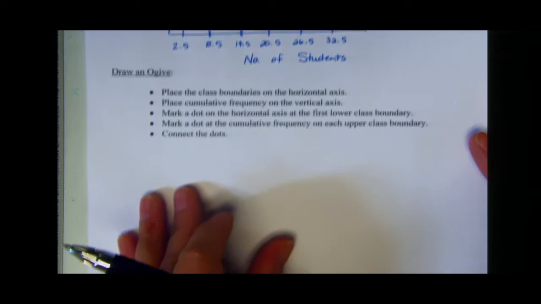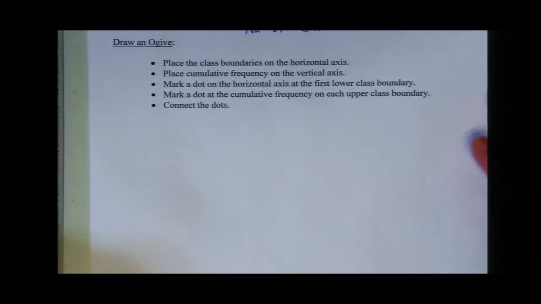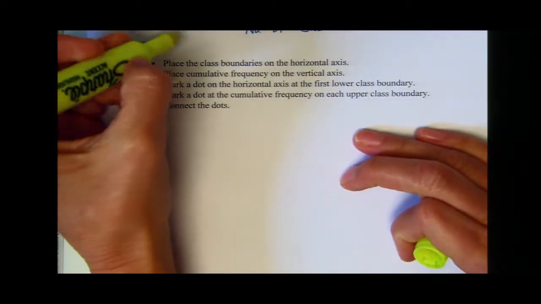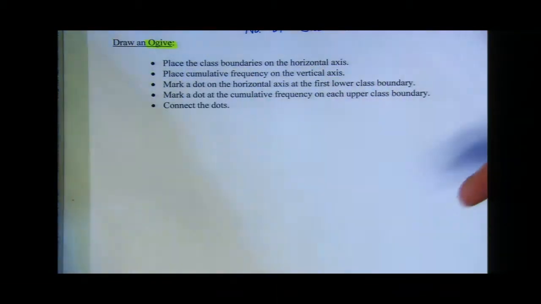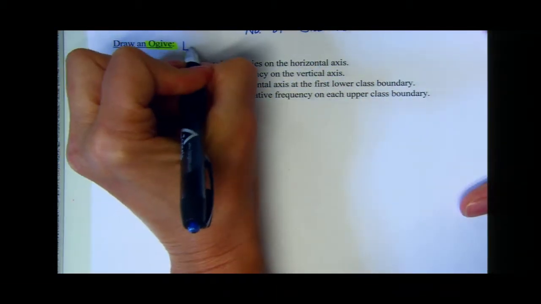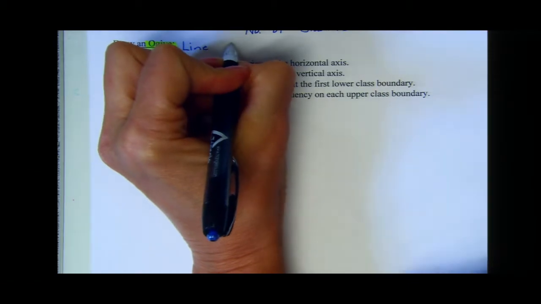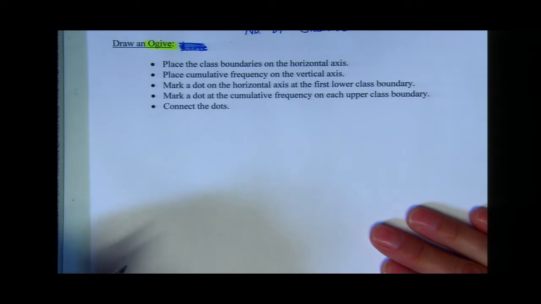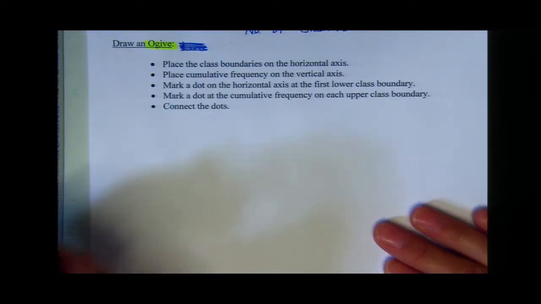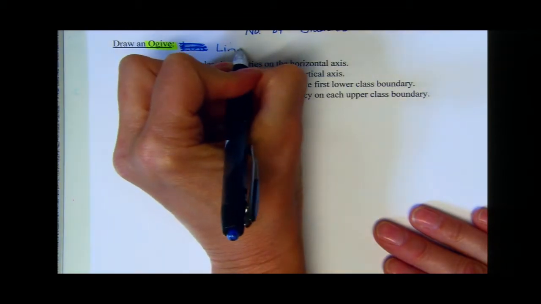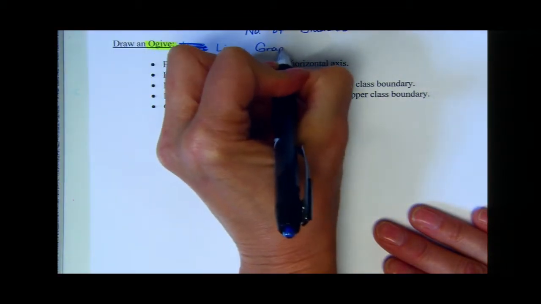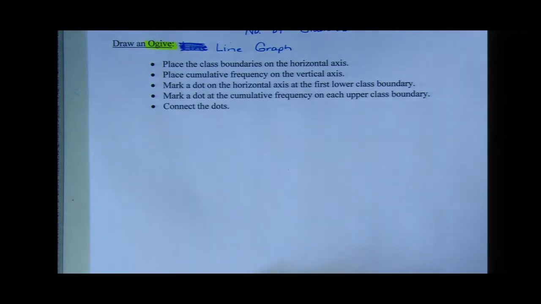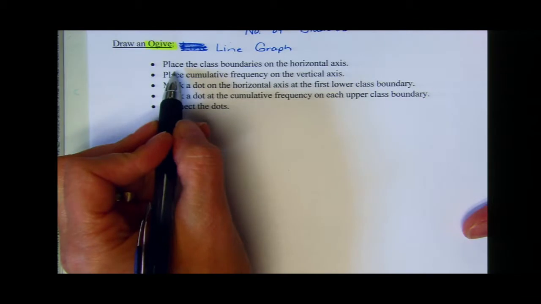Now what we're going to create is what is called an ogive. Now an ogive is a, whoops, I'm getting ahead of myself. All right, the ogive, oh that's right, is a line graph. Sorry. Okay, so the ogive is a line graph instead of a bar graph. So let's look at what it tells us to do.